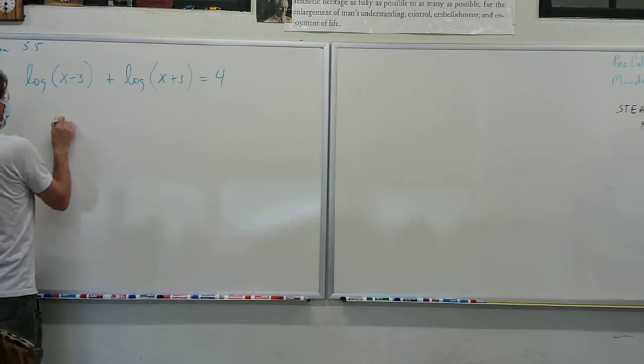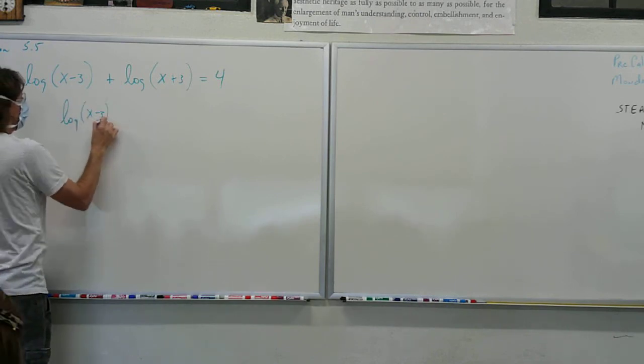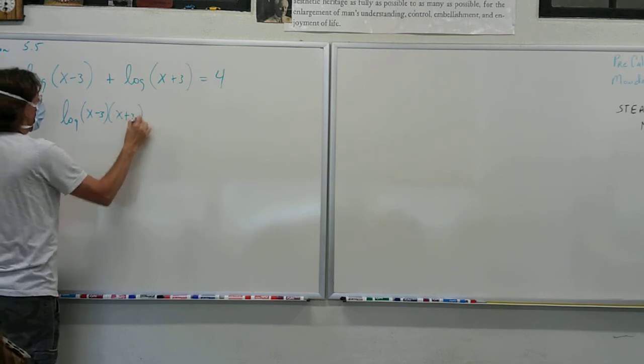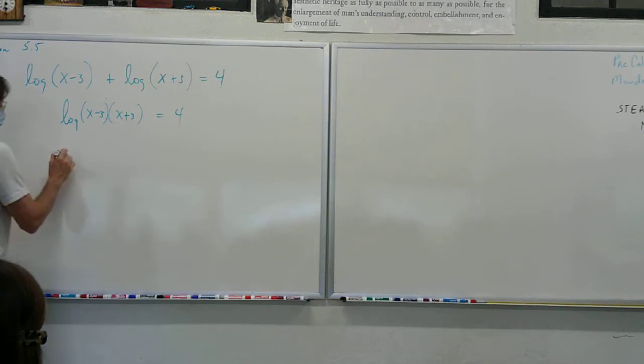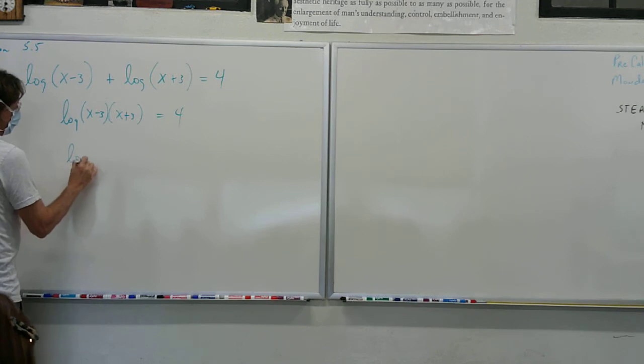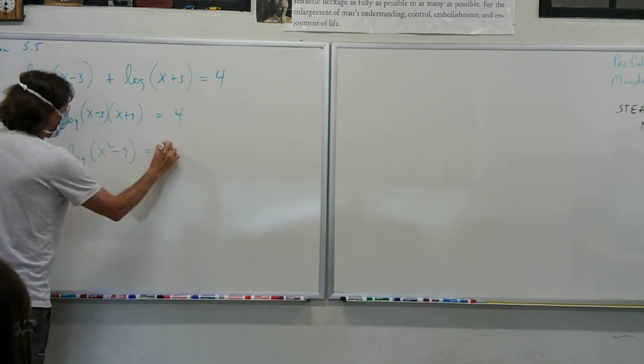So I'm going to get log, and then I have to multiply x minus 3 times x plus 3 equals 4. Go ahead and multiply that out. And when you multiply that out, you're using distributive property, and you get x squared minus 9 equals 4.